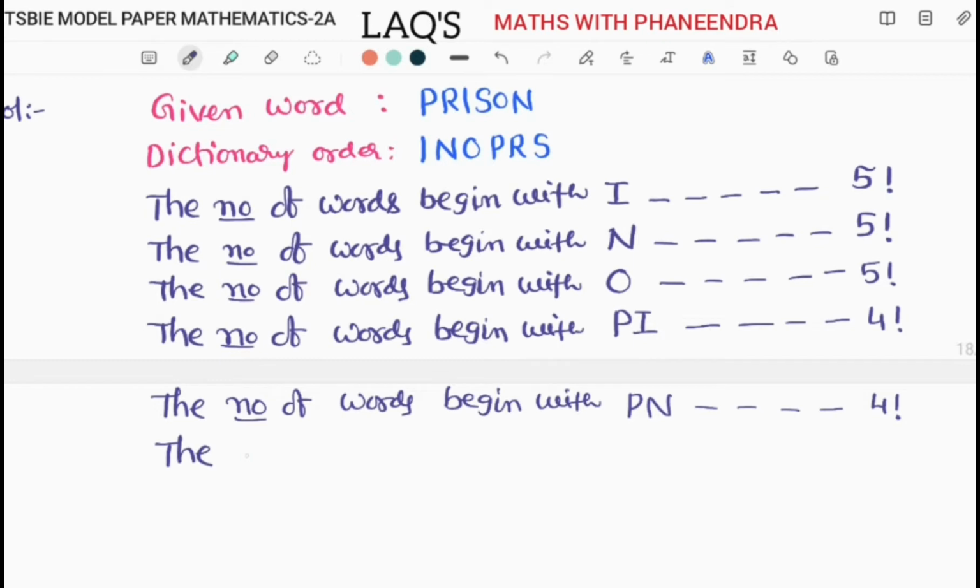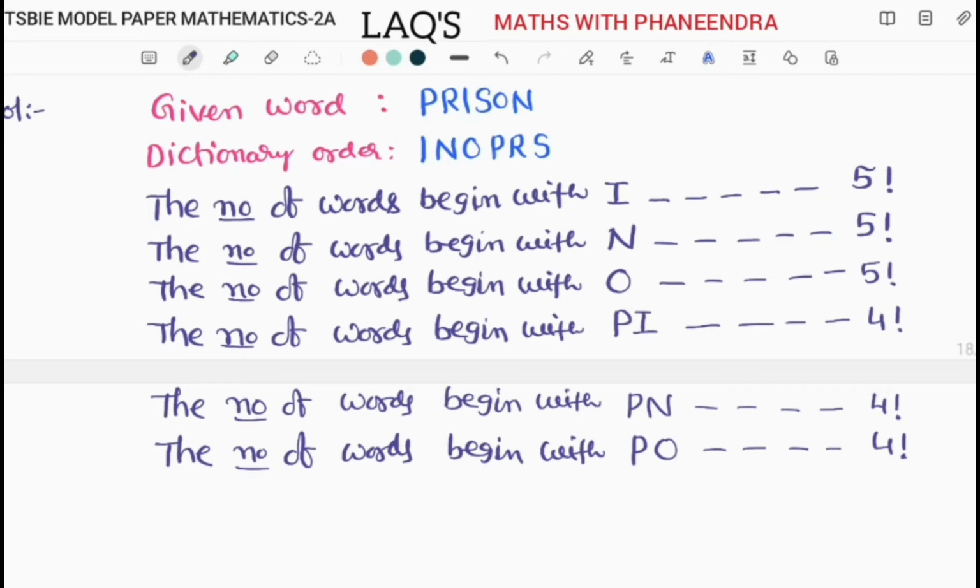Next, the number of words begin with PO. So the rest of the 4 letters can be arranged in 4 factorial ways. Next, it will be in the order PR only, no? So PR is already there in the word. So PR, again you can come to the first, PRI. Even PRI is also there in the given word.